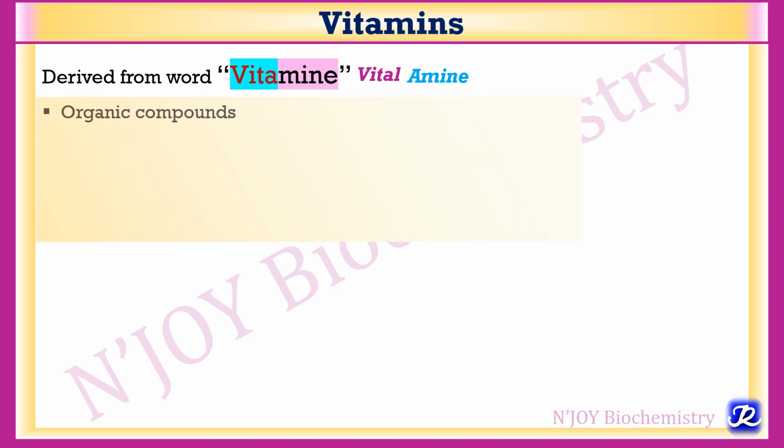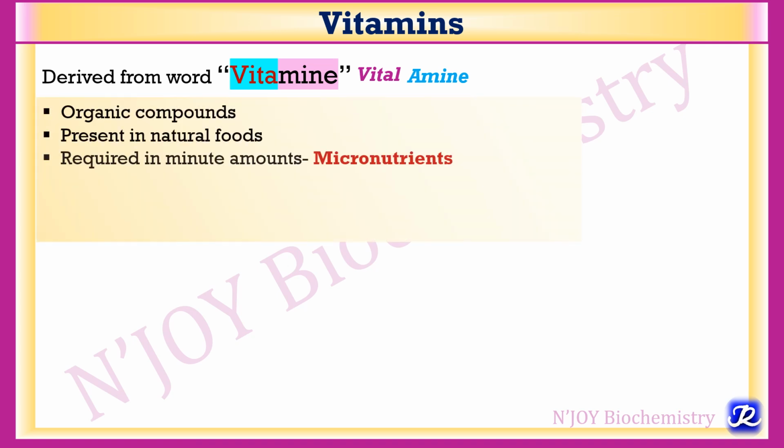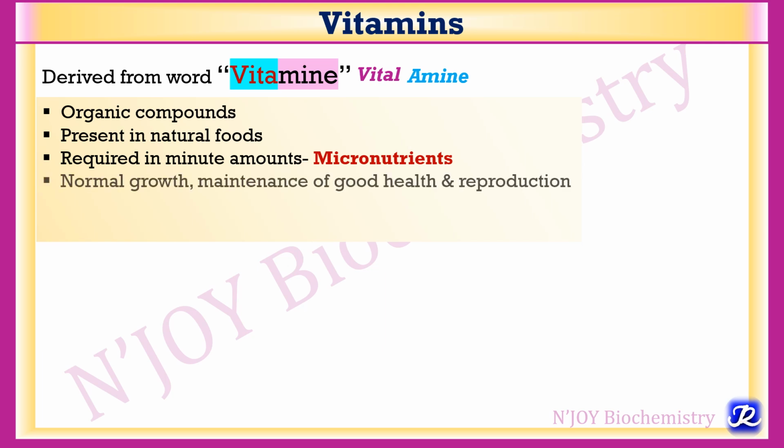So the vitamins are organic compounds which are present in natural foods, required in minute quantities, that's why they are called micronutrients. They are essential for normal growth, maintenance of good health and reproduction. They do not provide energy unlike carbohydrates and lipids, and they are essential for normal metabolism of macronutrients like carbohydrates, proteins and lipids that release energy. And they are essential nutrients because humans cannot synthesize such compounds in adequate amount for the daily needs, and most of them have to be provided in the diet.